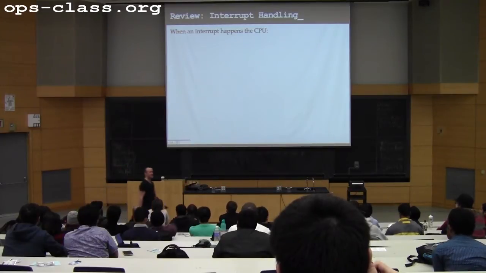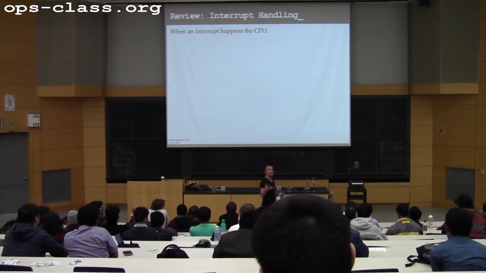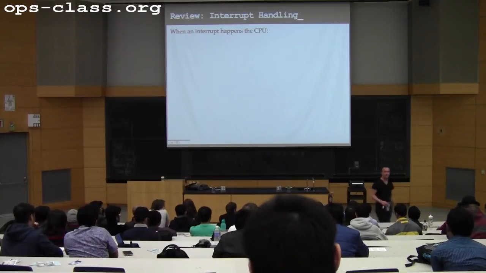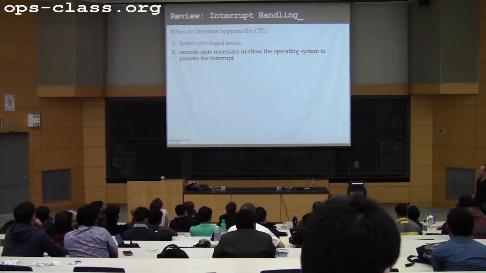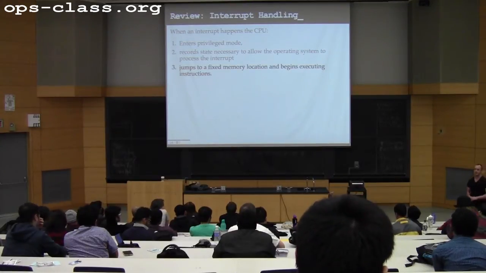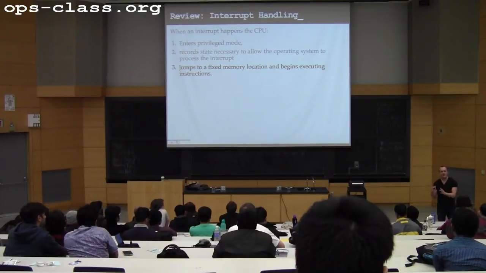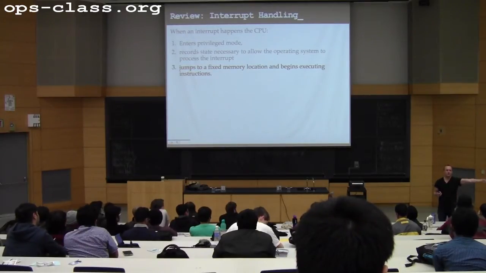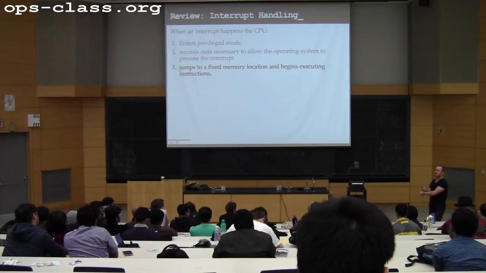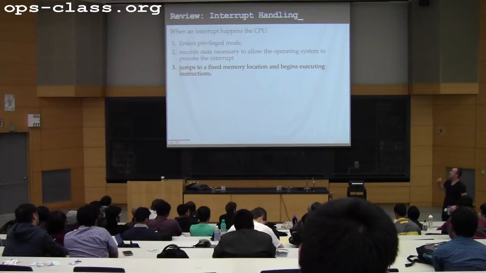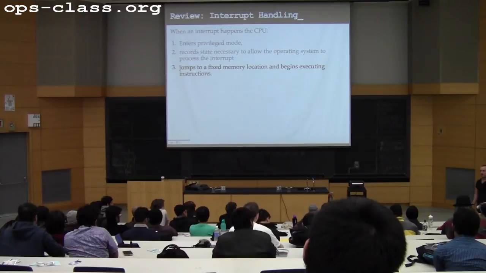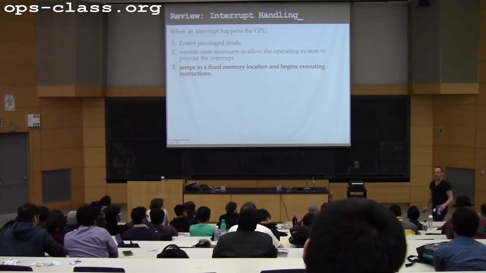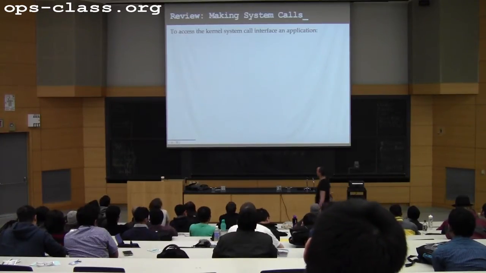The processor itself does save some state automatically that indicates what happened, right? And that's something that's needed by the operating system, for example, because I might need to know which hardware device needs attention, right? But what we'll see today is that the operating system, when it jumps to that predefined location and begins executing instructions, the first instructions it's executing are actually instructions that continue the process of recording state necessary to process the interrupt, right? So this is sort of a collaboration between the hardware and software, okay?